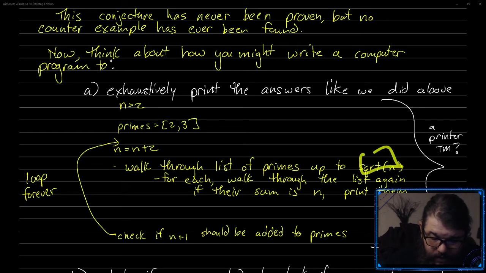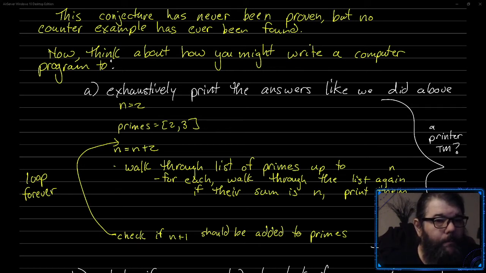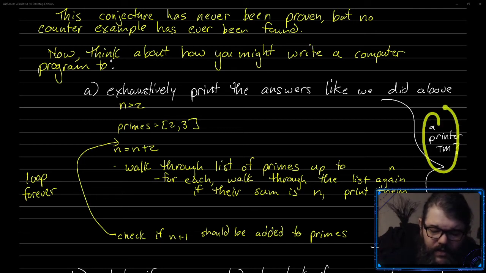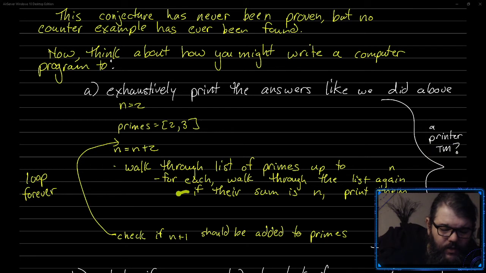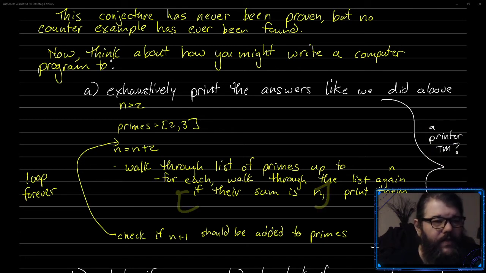And actually, I say square root of n here. That's not quite right, is it? No, it's not. Let's just say up to n. That's fine. And we just do this forever. And as we continue through the loop, moving up to the next number, we're going to check to see if we should add something new to the primes. And we'll just continue to do that. I am skirting over a lot of things here. And you might think of this as kind of like a printer TM that's exhaustively printing all of these sums that work for all numbers, right?